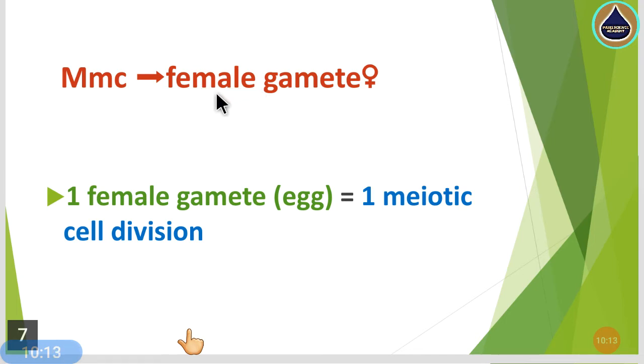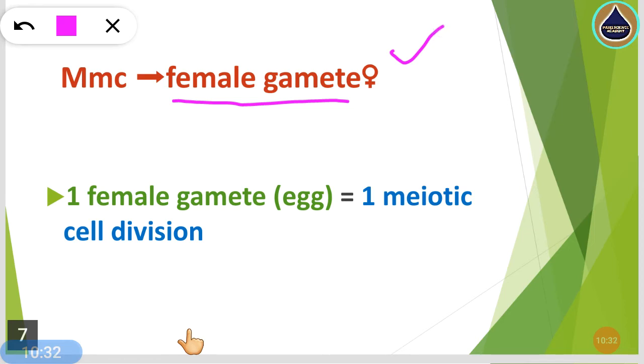As we have seen in male gamete formation, one meiotic cell division is needed for the 4 pollen grains, meaning for the formation of four male gametes from the PMC, pollen mother cell. Now we'll see how the female gamete is formed. This is the symbol of femaleness. It is indicated by this sign in science and in the medical field.